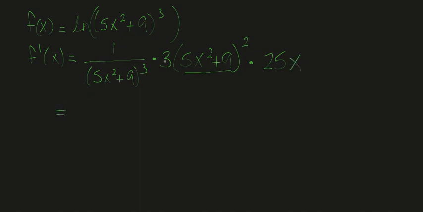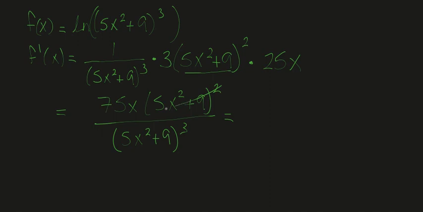If we were to simplify this, on top we have 3 times 25, which will be 75x, times (5x squared plus 9) squared, all over (5x squared plus 9) cubed. The last step will be to simplify the 5x squared plus 9. We have 2 on top, 3 on the bottom. Both on top cancel, and 2 out of the 3 cancel in the bottom. And finally, we'll be left with 75x over 5x squared plus 9.